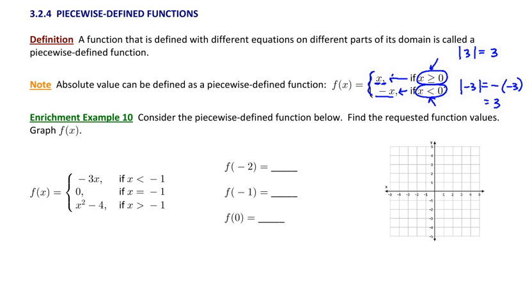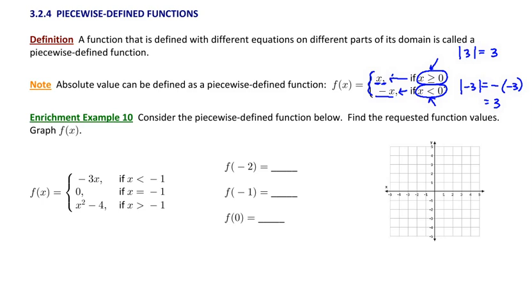Let's consider enrichment example 10. For those of you going on to Calculus 1, you'll develop the concept of piecewise-defined functions in more complexity. So here's a sneak peek of what you might encounter. Consider the piecewise-defined function below. Find the requested function values and then graph f of x. So we have the function f of x given in three pieces. Negative 3x if the input x is less than negative 1, 0 if x is equal to negative 1, and x squared minus 4 if x is greater than negative 1.